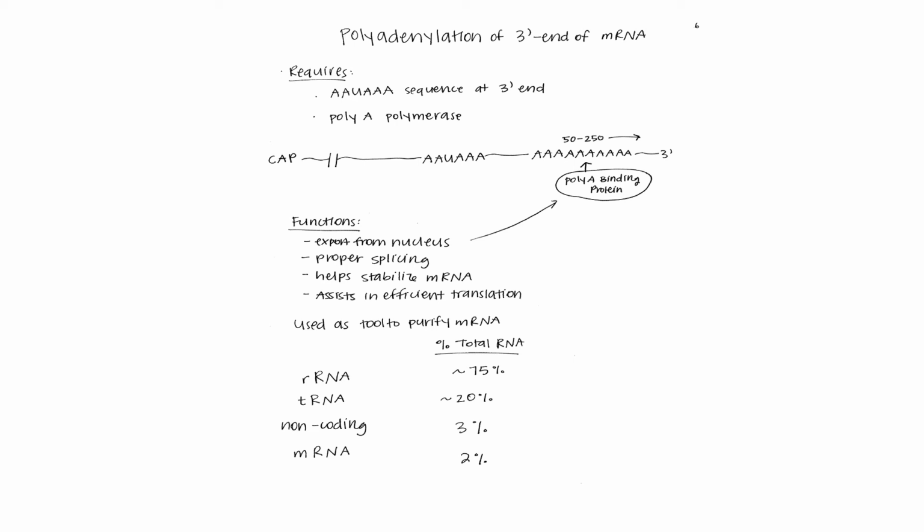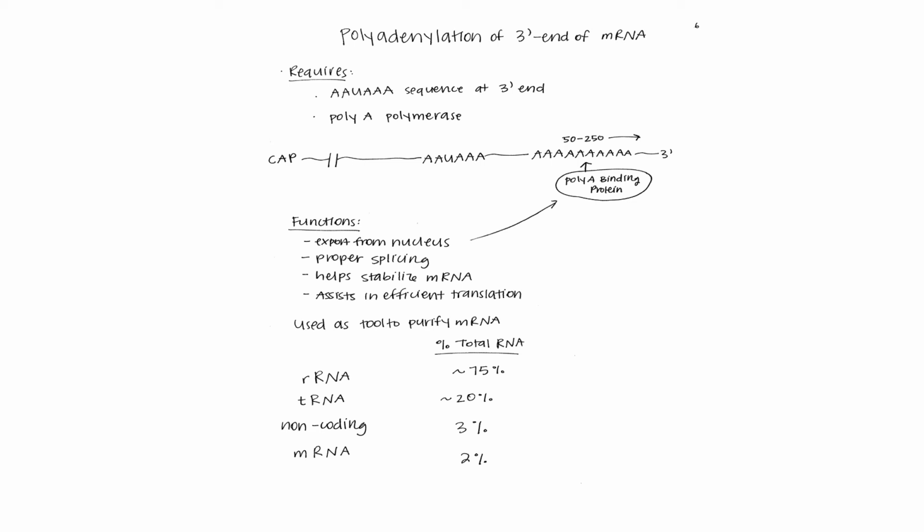Now the poly-A tail is also used as a tool to purify messenger RNA. A lot of times when we see certain properties of molecules, we can use that to our advantage to manipulate them, or in this case, purify.